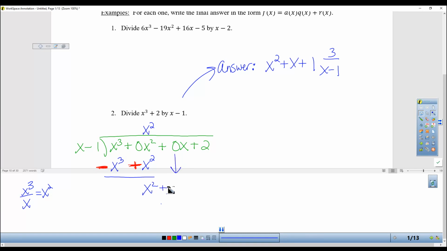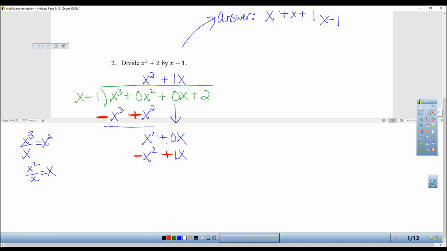Bring down the 0x. X squared divided by x is going to be 1x. You don't really need that 1. I'm just trying to show you. So the first thing is an x squared and the first thing is an x. That's how I knew to do that. And then I multiply. X times negative 1 is negative 1x. And x times x is x squared. I change the color so that I can make sure I subtract both of them. And I get, this should cancel. That was the whole reason that you did that. And then 1x, and now I bring down the 2.